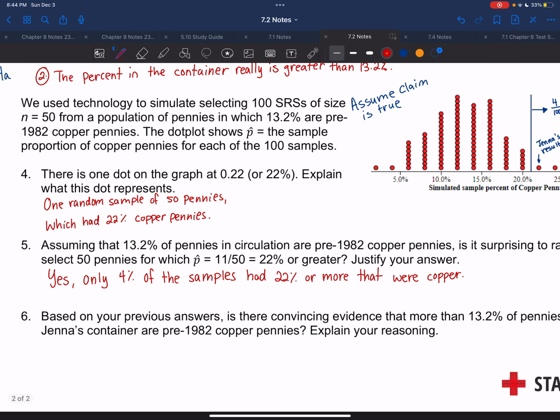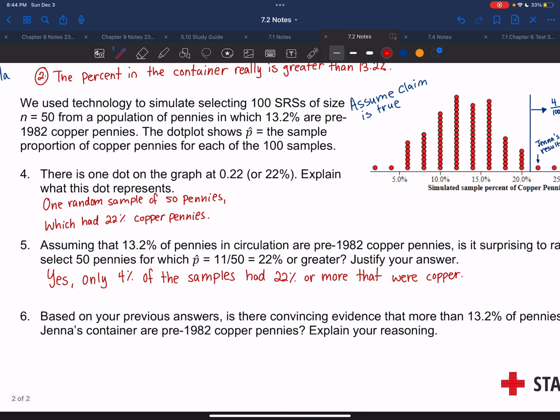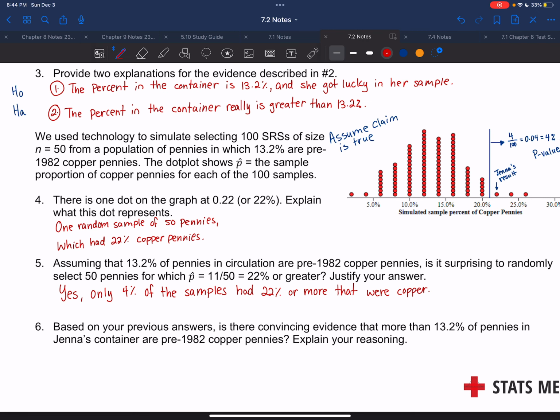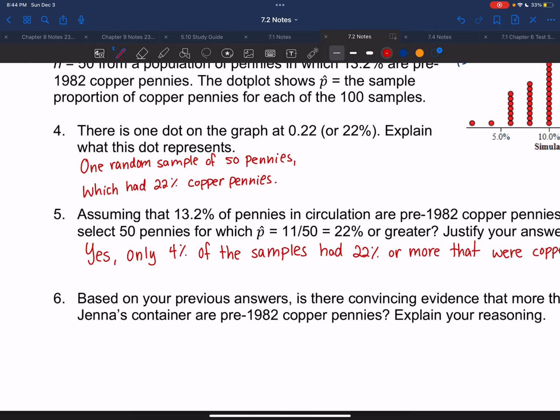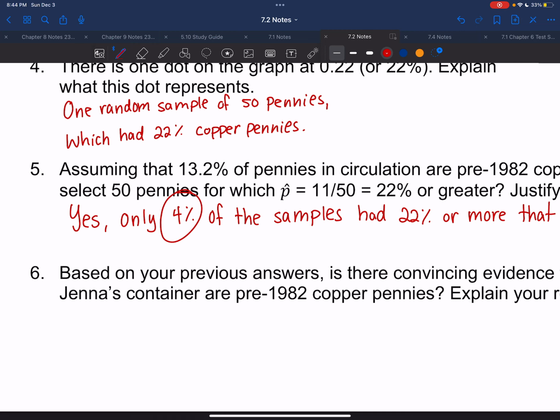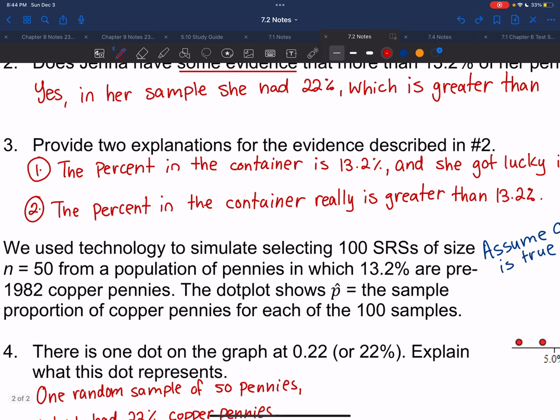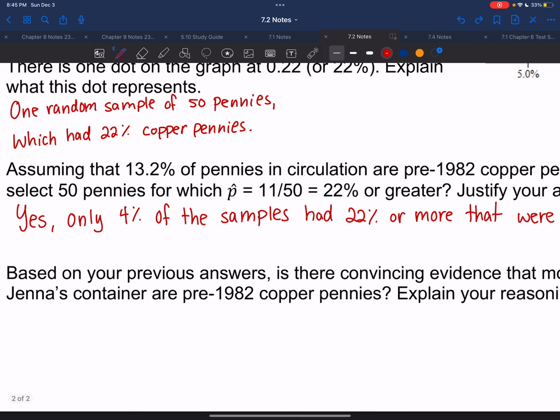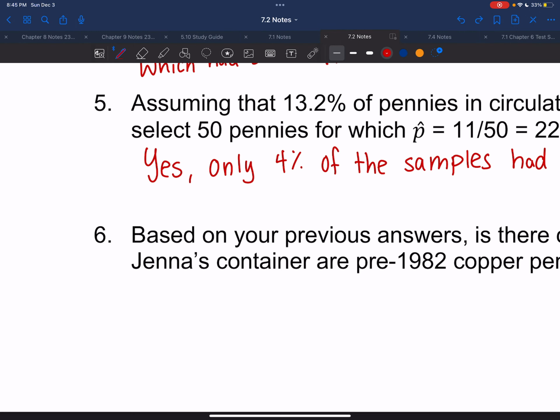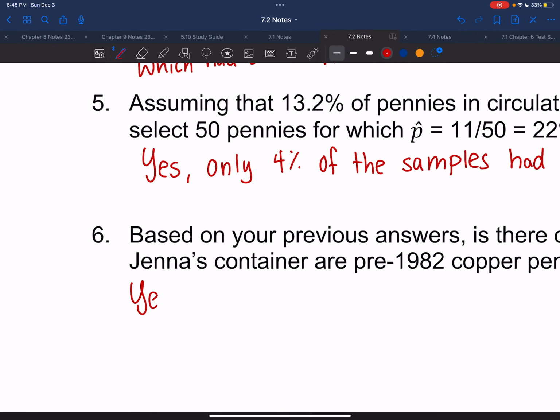And number 6 says, based on your previous answers, is there convincing evidence that more than 13.2% of pennies in Jenna's container are pre-1982 copper pennies, and explain your reasoning? Well, because we have a very unlikely chance of getting what we saw in real life, that means that we're basically saying the reason that she got 22% isn't because she got lucky. It's because of the alternative hypothesis, that the percent in the container really is greater than 13.2. That's the only plausible reason why we got a percentage that high. So the answer is yes.